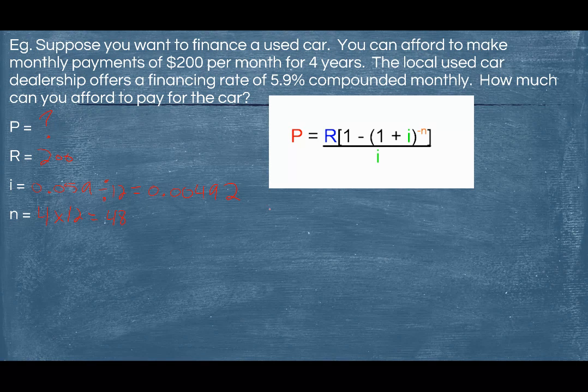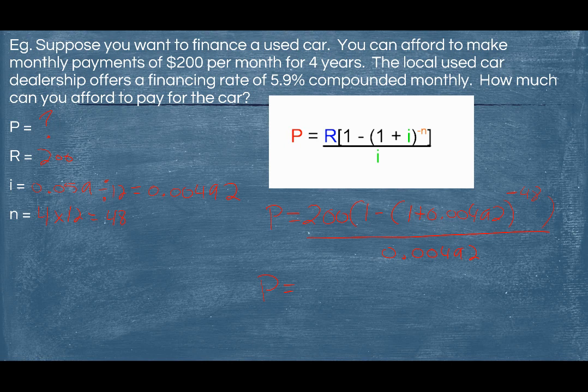So let's figure out how expensive a car we can afford. Principal, or present value, equals 200, bracket 1 minus bracket 1 plus the interest rate, 0.00492, to the power of negative 48. That's all in brackets, all divided by that interest rate of 0.00492. It's probably best to do it step by step in the calculator.